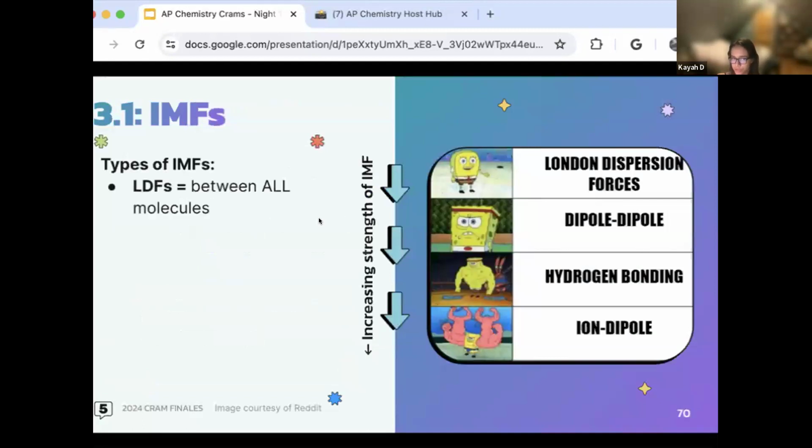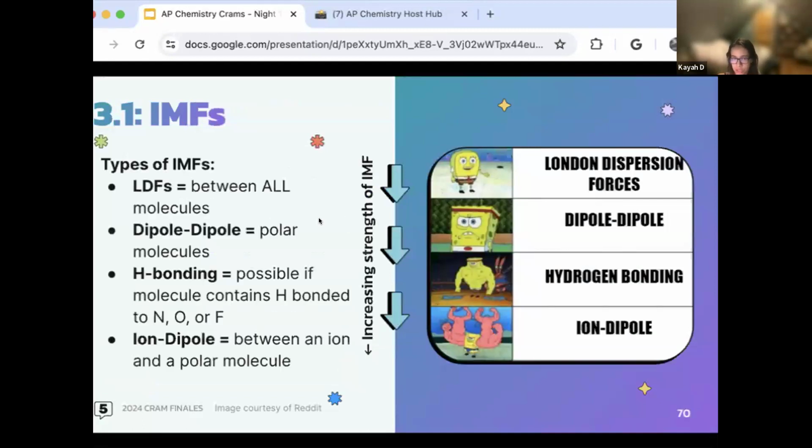So going through the different intermolecular forces, you have your London dispersion forces, and these are between all molecules. If they ever ask you what force exists, and your mind literally goes blank and you don't remember nonpolar, polar, what's going on, London dispersion forces is always guaranteed to be an answer. London dispersion forces exist between all molecules, but they are also the weakest type of intermolecular force.